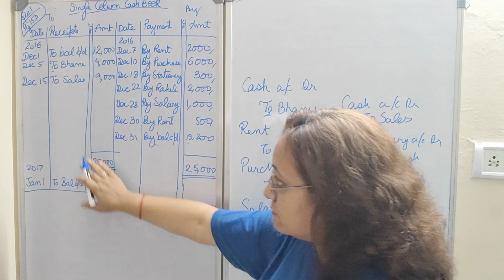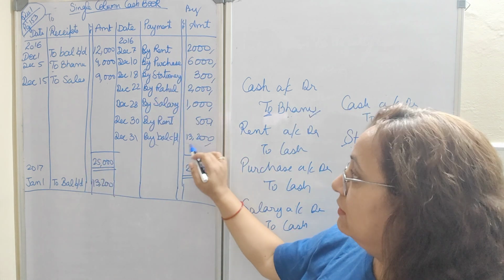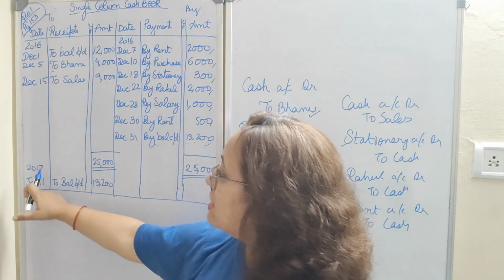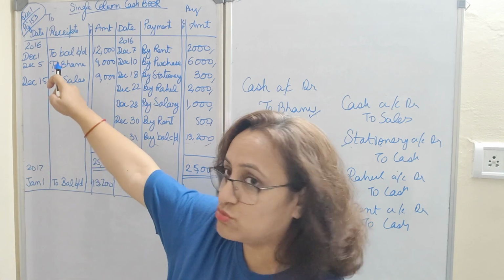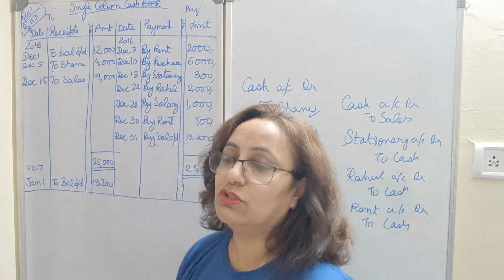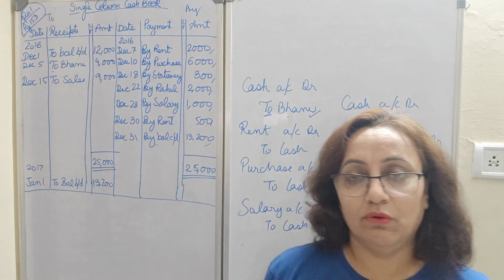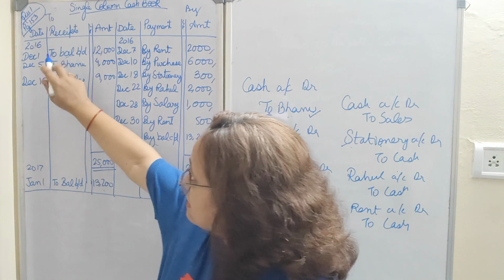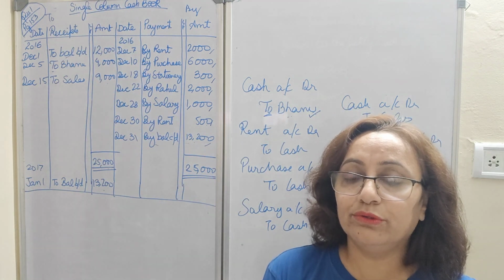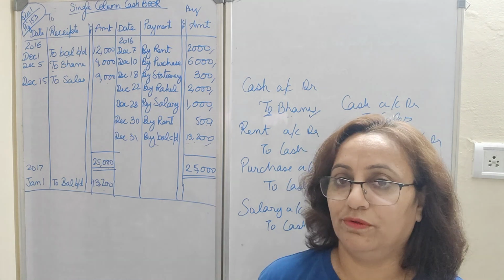I have received this much of cash, and what is left in my hand after all the payments are done, this much is left. So next year when I start my cash book, I will start it with 2017, because it is 2016, right? So January 1, the opening balance will be 13,200. How have I got it? I have got it from 2016. Okay. Similarly, this balance has come from 2015. This is the logic. I hope it is clear to you how one year's cash book is related to the next year's cash book.